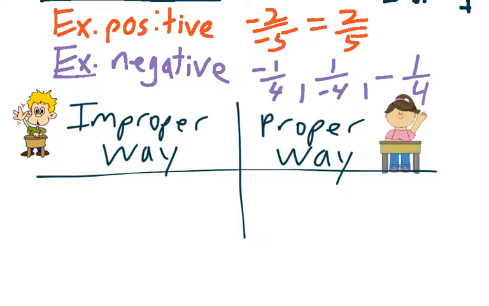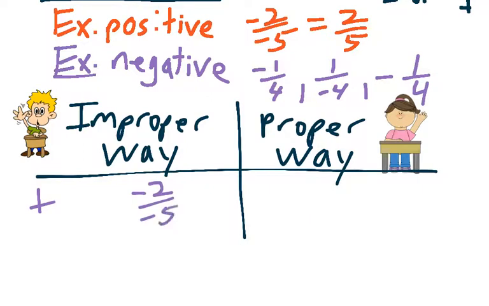So Johnny over here showed us the improper way. Well, the improper way to do a positive answer would be a -2 over a -5. It's not simplified. The proper way, thank you, Susie, would be 2/5 without the negatives.